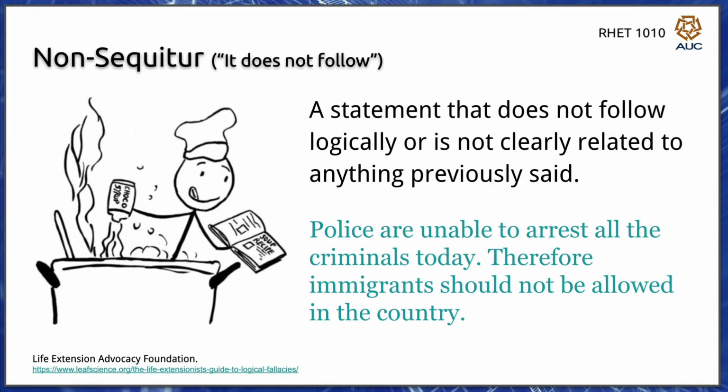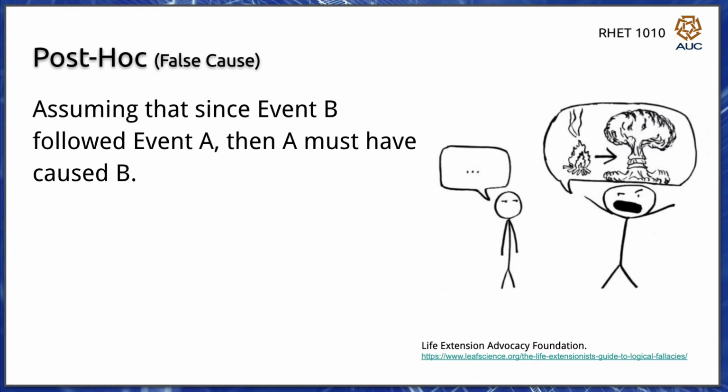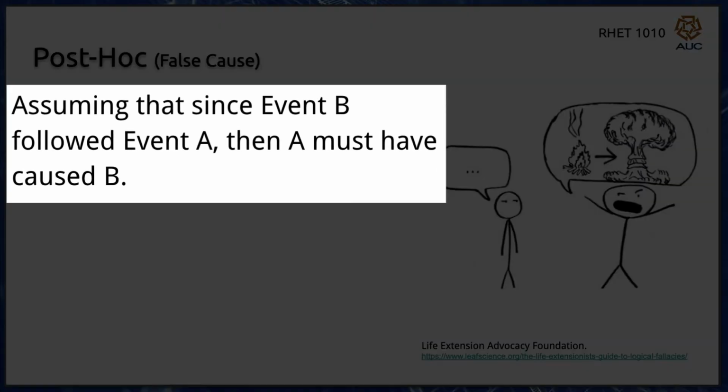This type of logical fallacy can come up a lot in places like social media, where someone will make a statement about something and then make a second statement that riles people up, but really isn't logically connected to it in any way. The next logical fallacy we'll look at is called a post hoc, or sometimes it's called a false cause. And in this, it assumes that since event B followed event A, then A must have caused B. Or in other words, if something happens after something else happens, that first thing must have caused it.